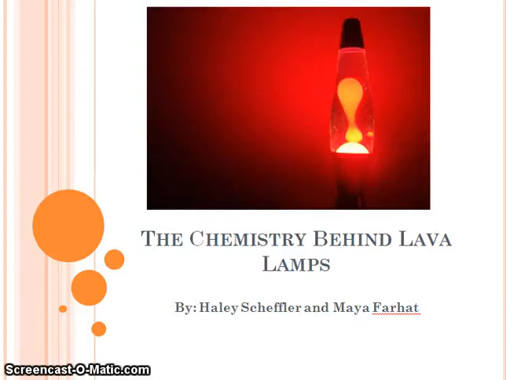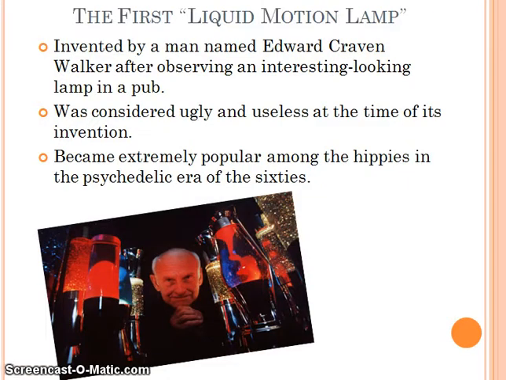The Chemistry Behind Lava Lamps by Haley Scheffler and Maya Farhad. First, we'll talk about who made the first lava lamp, or who invented them. They were invented by a man named Edward Craven Walker after observing an interesting-looking lamp in a pub. They were first considered ugly and useless at the time of their invention, but then they became extremely popular among the hippies in the psychedelic era of the 60s.